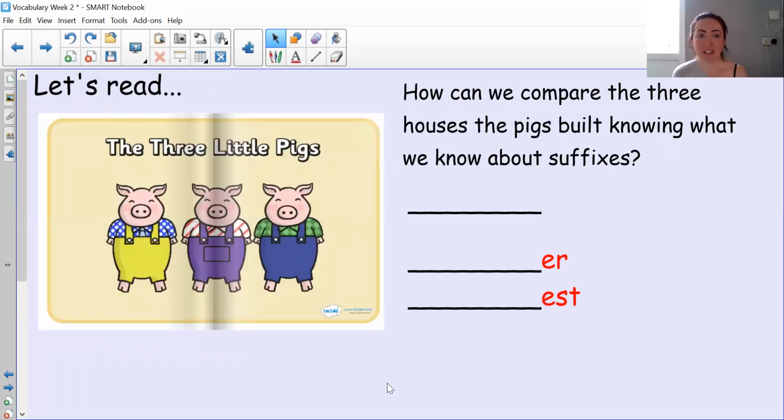Okay, so now we're going to listen to the story of the three little pigs. And I want you to think about how we can compare the three houses the pigs built, knowing what we know about suffixes. So which adjective can we use to describe the pigs' houses that we can add the suffix er and est to the end of to compare them? So let's find the story.